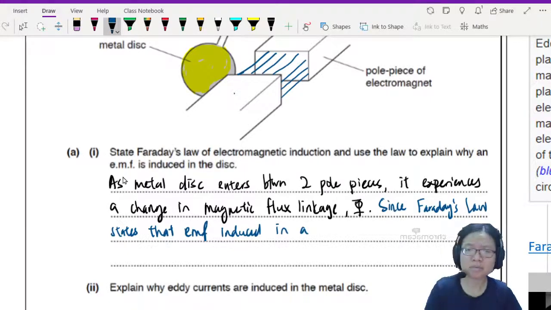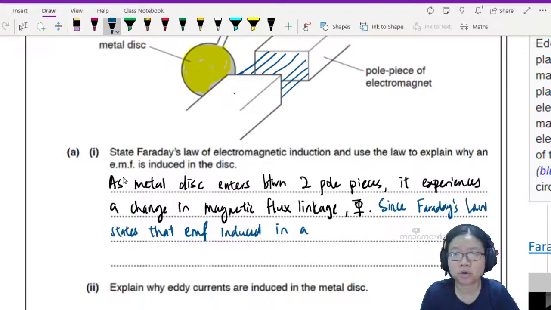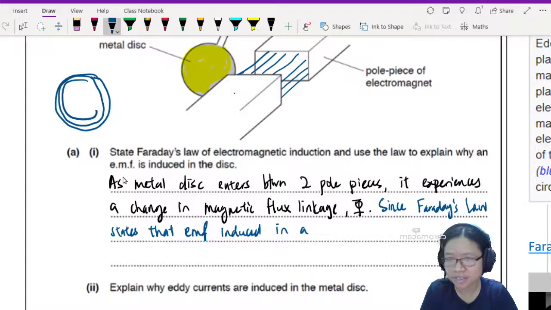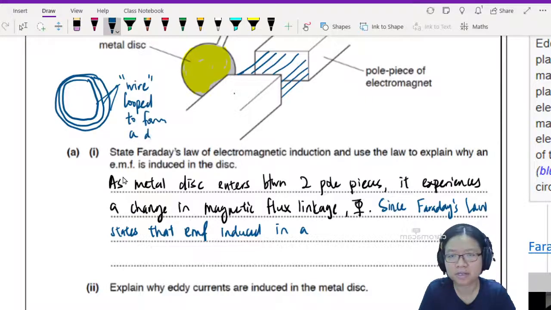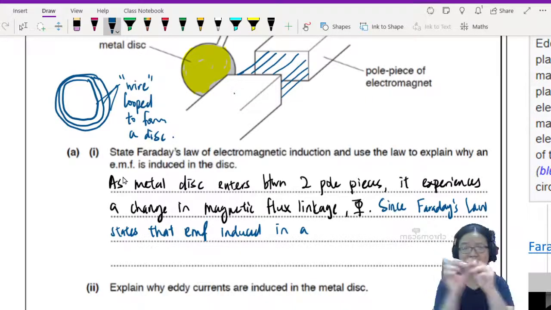in a circuit. Your metal disc consists of many charge carriers. So you can assume that your metal disc has many loops like this. These are all circuits. So this one, all many loops. I will call these wires, loop to form a disc. Because a wire is just a thin piece of metal.